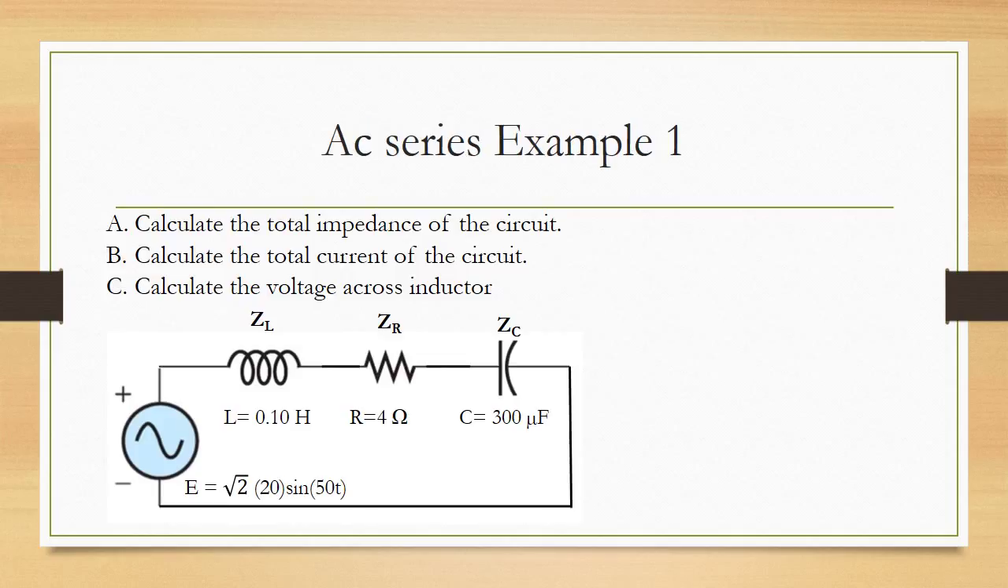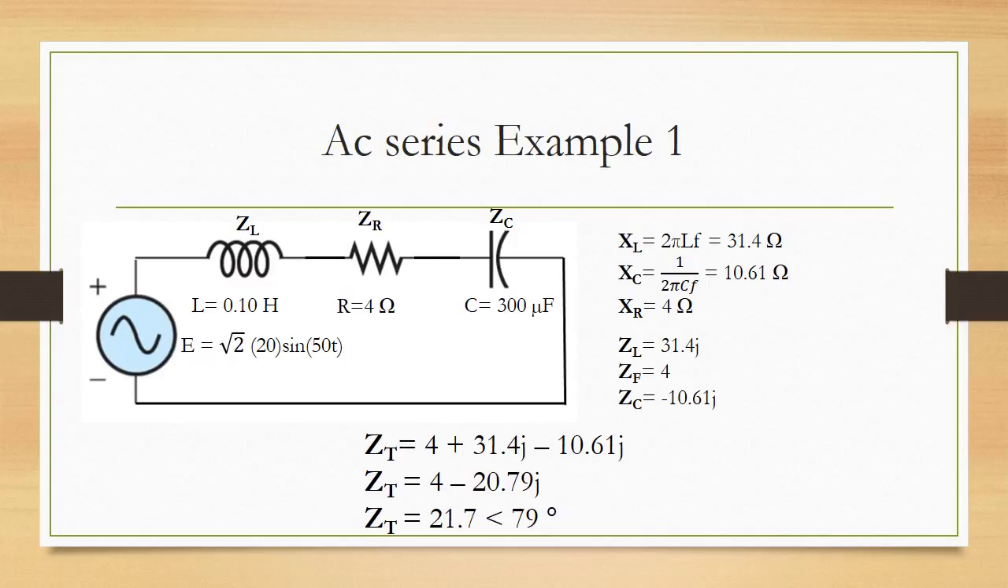The example below asks to calculate the total impedance of the circuit, to calculate the current, and to calculate the voltage over the inductor. To solve question 1, we must find the reactance of each component in the circuit. To find the reactance for the inductor and capacitor, we use the formulas above.